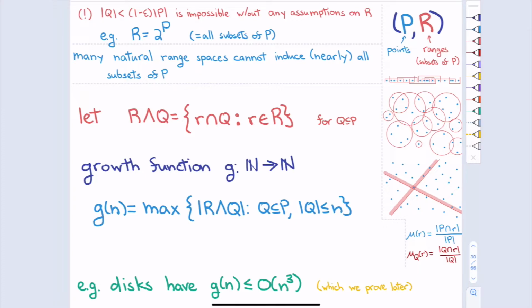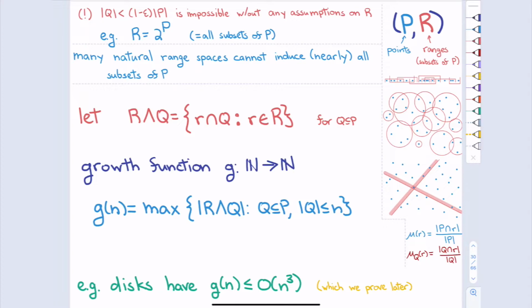And so we have this combinatorial growth function. For n, g of n is saying, choose the worst set of endpoints that induces the largest number of different intersections. So what is the worst number of distinct overlaps you can get with a fixed set Q of endpoints?